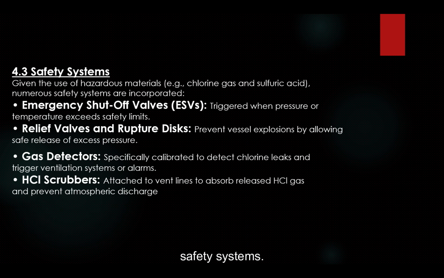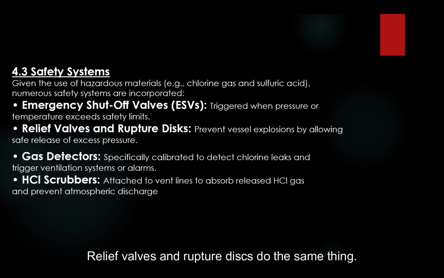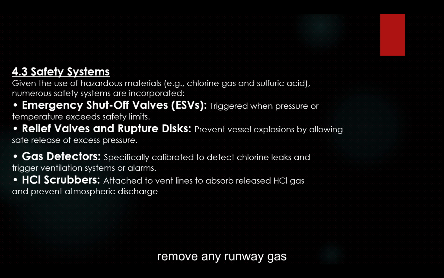Okay, good. Safety systems: as we can see, if pressure is too much, it can sometimes cause explosions. So emergency shutoff valves are installed inside the plant to make sure that if the pressure is too high, it can be released. Relief valves and rupture discs do the same thing. Gas detectors and HCl scrubbers remove any runaway gas, any runaway HCl, so it doesn't kill your workers and destroy the environment. Makes sense. So at every single level, even when we have the PFD, we must control these operating conditions very, very carefully, and we can do that through control system and instrumentation design.